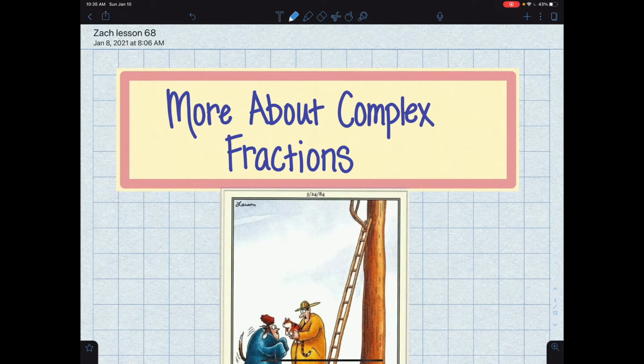This is lesson number 68. It starts on page 276 of your book, and we're going to go over more about complex fractions. So this should be a pretty straightforward one because it's just taking what you already know to the next level and applying it to more complicated fractions, like fractions on top of fractions type of thing.